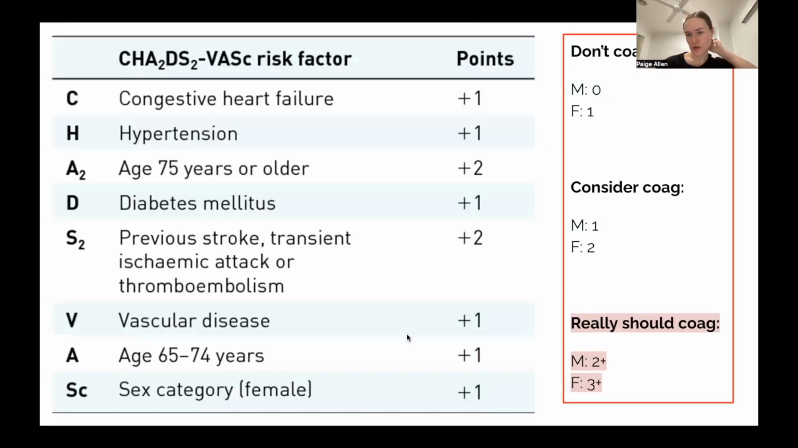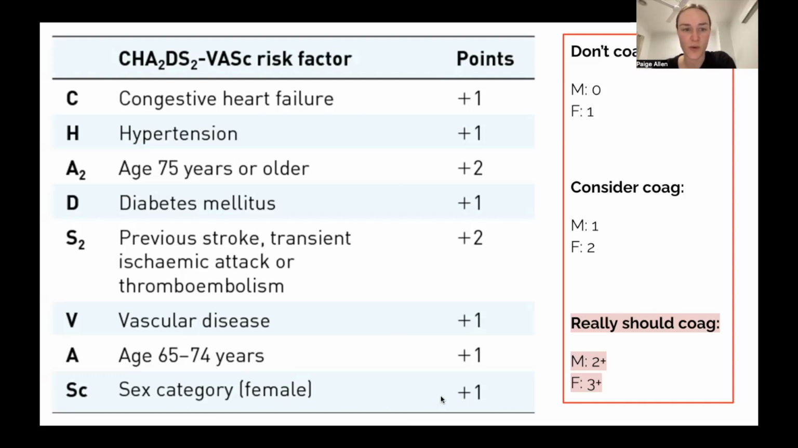Okay, in terms of who needs anticoagulation, this is when you use your CHA2DS2-VASc. CHA2DS2-VASc is specifically for people that have AF or atrial flutter, and you're trying to decide what their risk of stroke is. So it's only used in that situation. You can't just use it for anyone for knowing if they need anticoagulation. It's specifically for AF or atrial flutter.